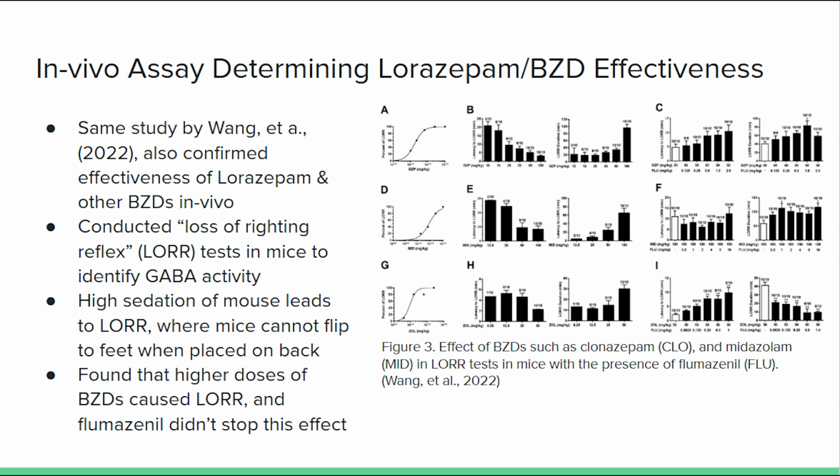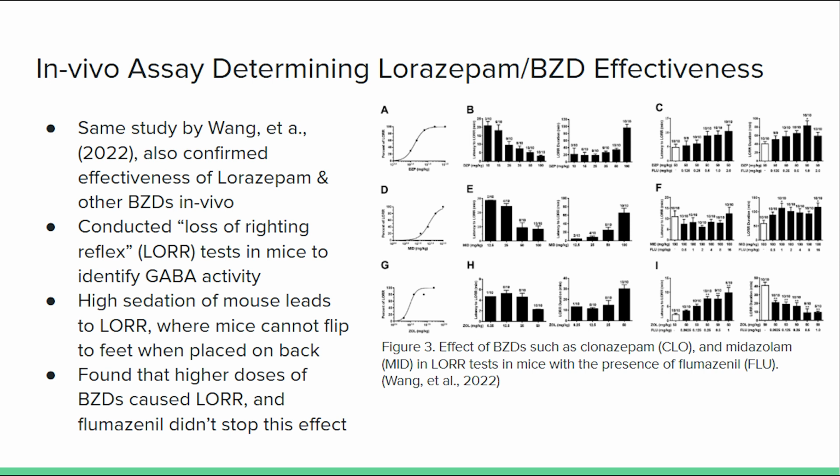In the first test, they found that the loss of righting reflex in BZD treated mice increased greatly with an increase of dosage, where higher dosages of BZD showed that the mice had a higher and higher delay before they would regain their righting reflexes. This proved that in vivo BZDs such as lorazepam still have a positive modulating effect.